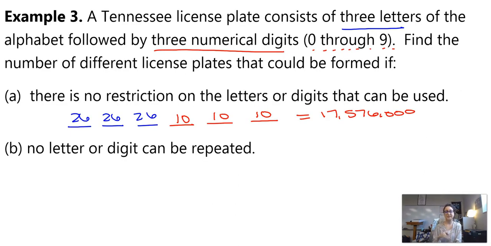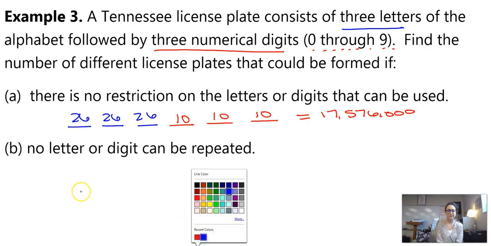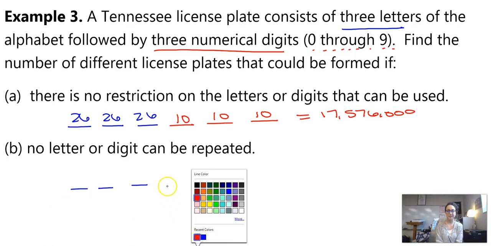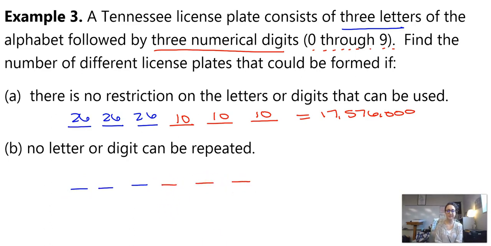Okay, let's try the same thing, but this time let's say no letter or digit can be repeated, okay? So if I use A for that first slot, I can't use it for the second or third slot either, all right? So I still have 6 events. The first 3 are letters. The next 3 are digits. So for that first slot, I still have 26 options, right? Because I have 26 letters.